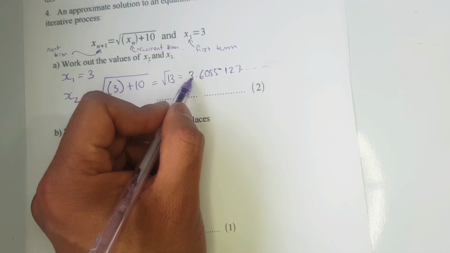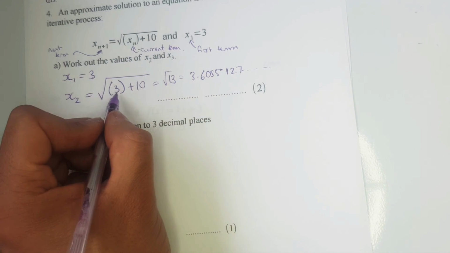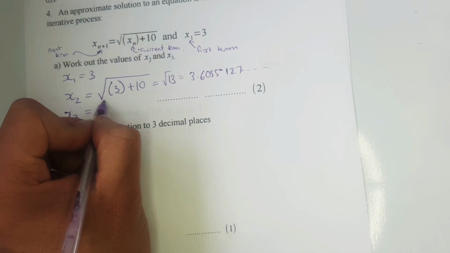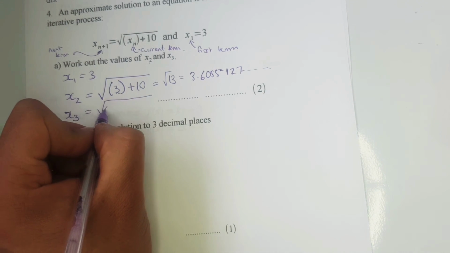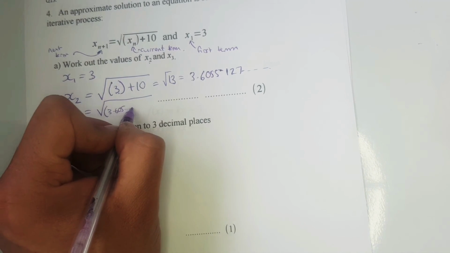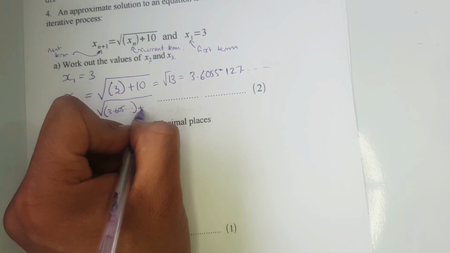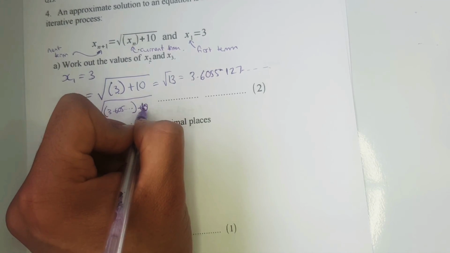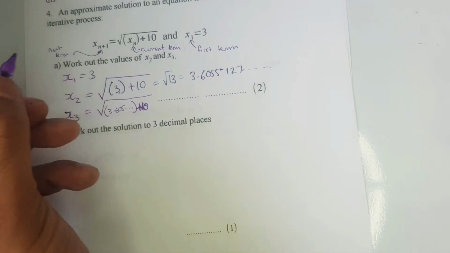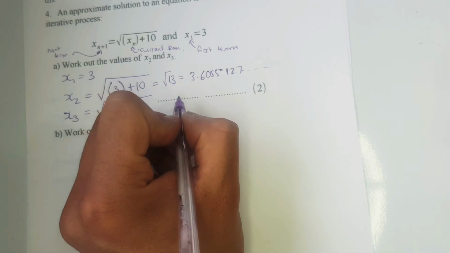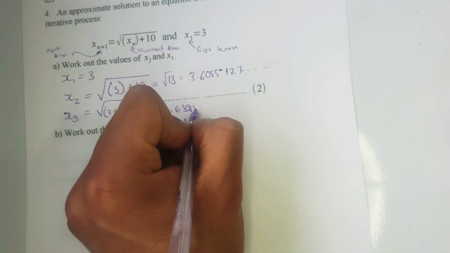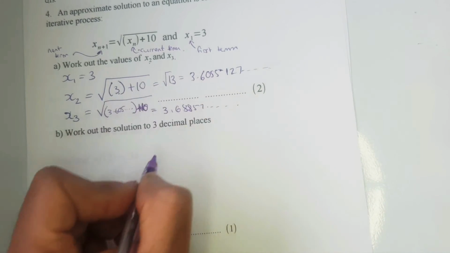Now this big number has become your current term. You simply get this number and put it into the calculator again instead of the 3, and you get the third value for x. So here you'll have 3.605, whatever you got for that, add 10. If you type that in your calculator, you get another big complicated number, which is 3.68857, and so on.